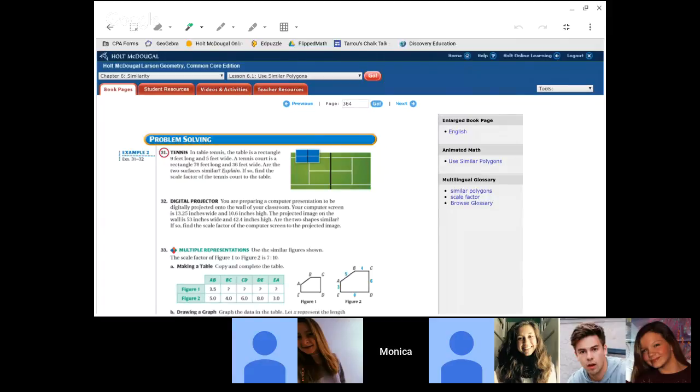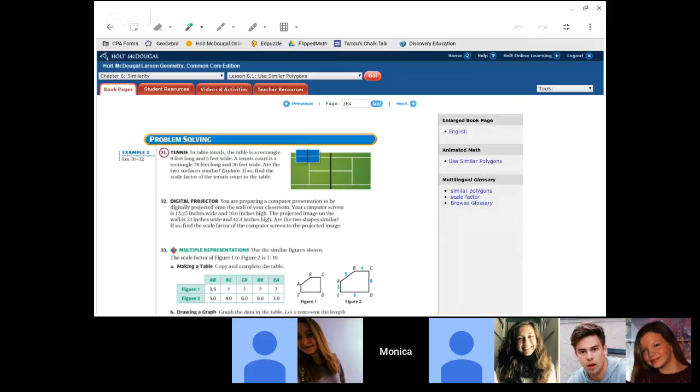Okay, Devin, number 32. You're preparing a computer presentation to be digitally projected onto the wall of your classroom. Your computer screen is 13.25 inches wide and 10.6 inches high, and the projected image on the wall is 53 inches wide and 42.4 inches high. Are they similar? And then if so, find the scale factor.